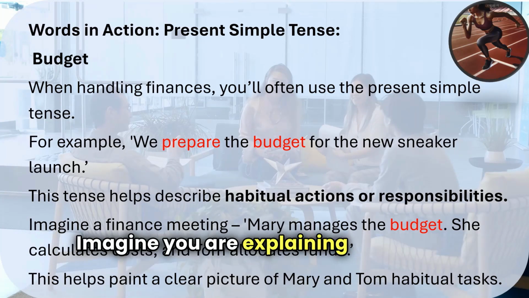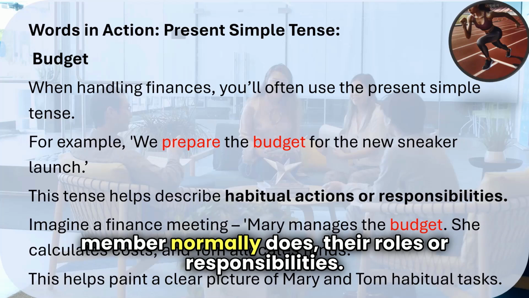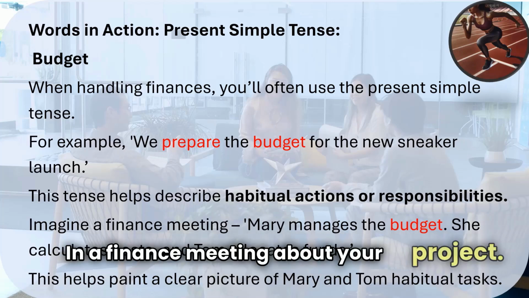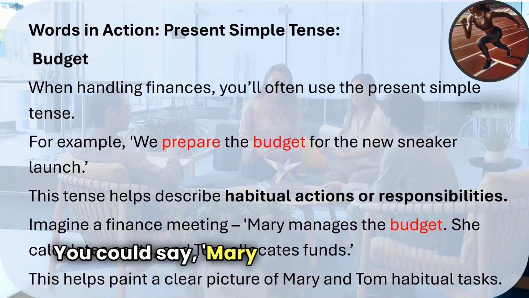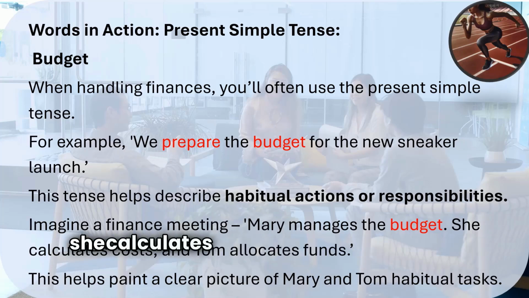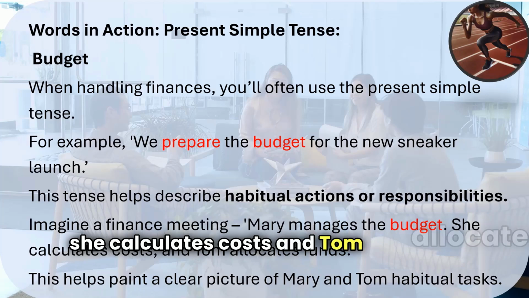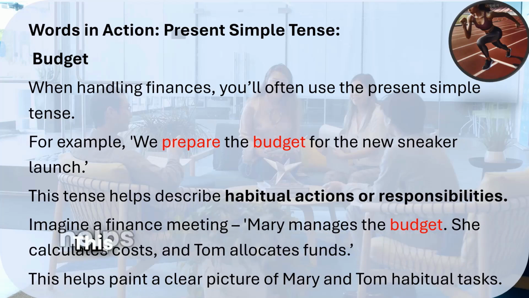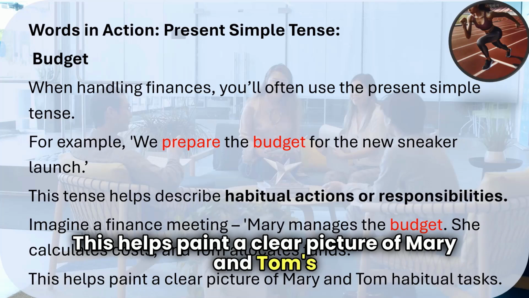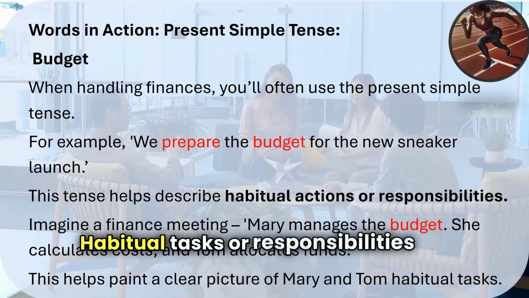Imagine you are explaining what your team member normally does, their roles or responsibilities. In a finance meeting about your project, you could say, Mary manages the budget. She calculates costs, and Tom allocates funds. This helps paint a clear picture of Mary and Tom's habitual tasks or responsibilities.